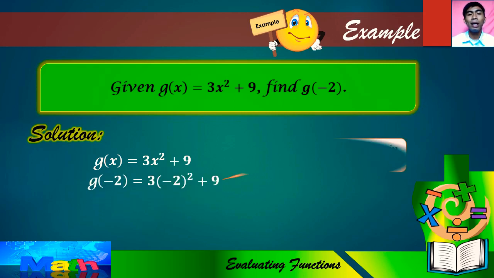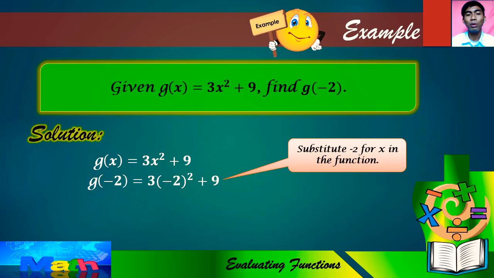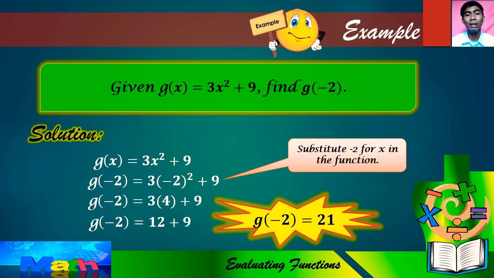Next step is substitute the value of x, which is negative 2, to the given function. We have g of negative 2 equals 3 times negative 2 squared plus 9. Next step is to simplify the number inside the parentheses. We have g of negative 2 equals 3, negative 2 squared, that is 4, plus 9. G of negative 2 now is equal to 3 times 4 is 12 plus 9. And the answer is g of negative 2 equals 21.